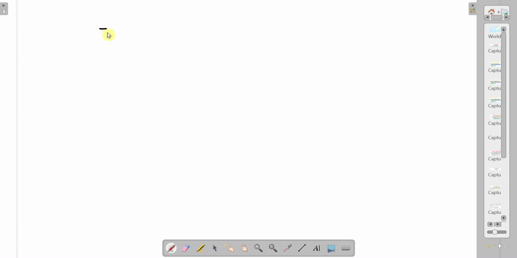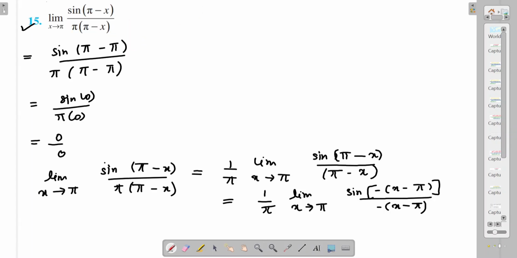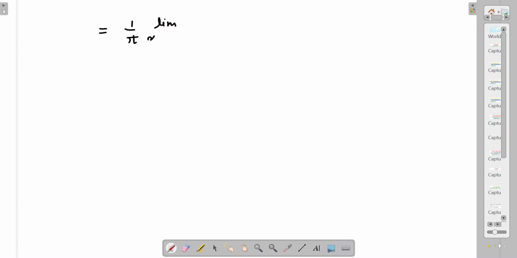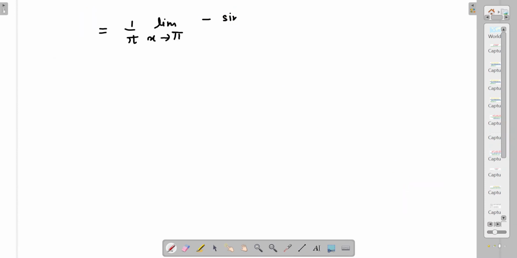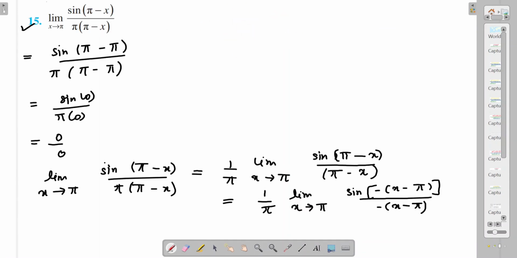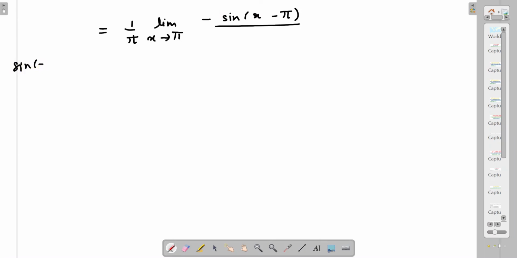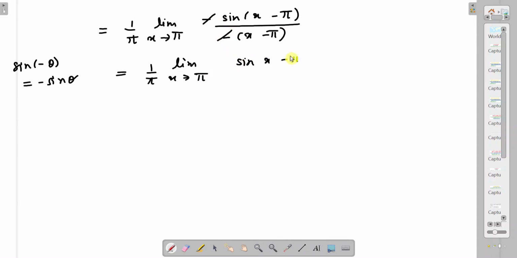this will be equal to 1 by pi, and limit x tends to pi, sine of minus x minus pi will be nothing but minus sine of x minus pi. This is by sine minus theta equal to minus sine theta. And minus x minus pi is in the denominator. So this will be equal to 1 by pi, limit x tends to pi, minus and minus will get cancelled, you will get sine of x minus pi divided by x minus pi.